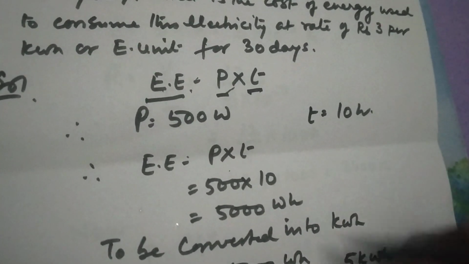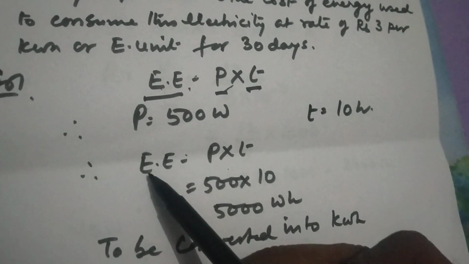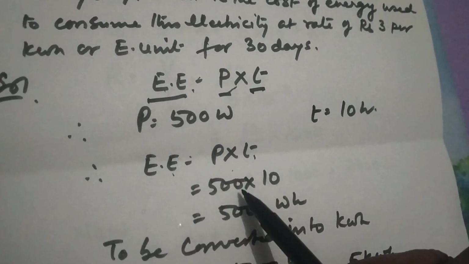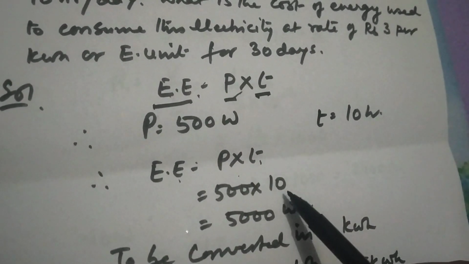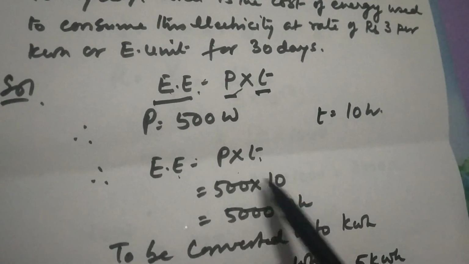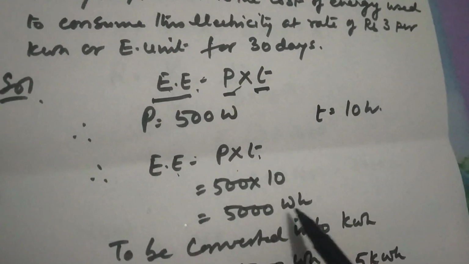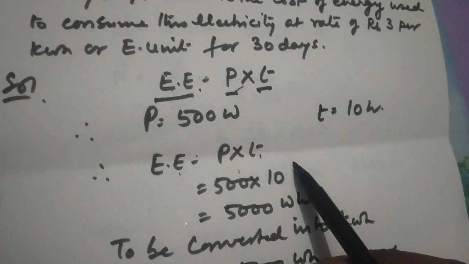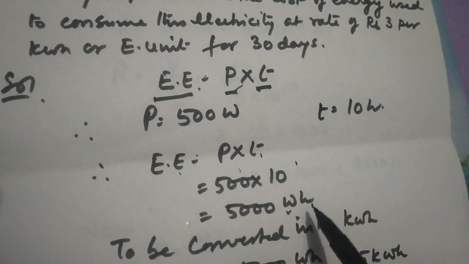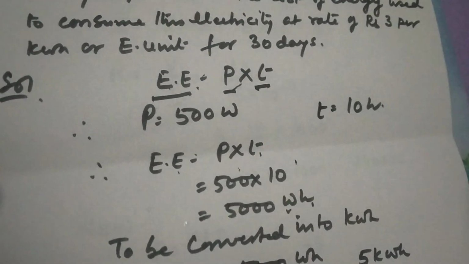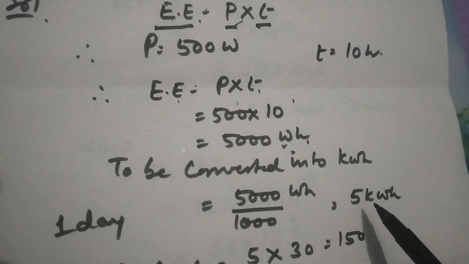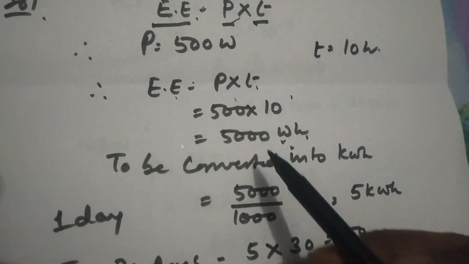So how am I doing it? You have to follow the steps. Electrical energy is equal to P into T. What is your P? 500. What's your time in hour? 10. So how much value do we get? 5000. Since it is multiplied, watt and hour, it is watt hour, but we need to convert it into kilowatt hours. So what will we do? To convert it, we have to divide it by 1000. So if you divide it by 1000, how much value do we get? 5 kilowatt hour.